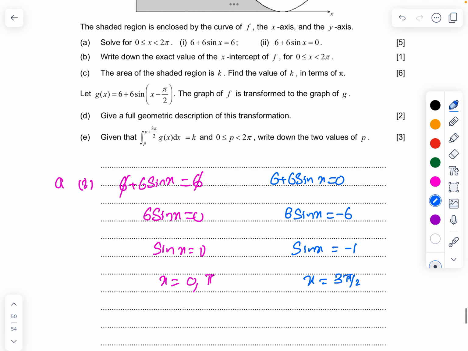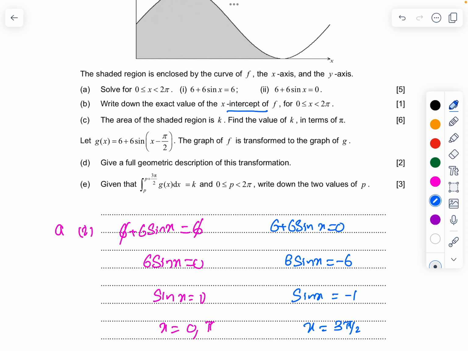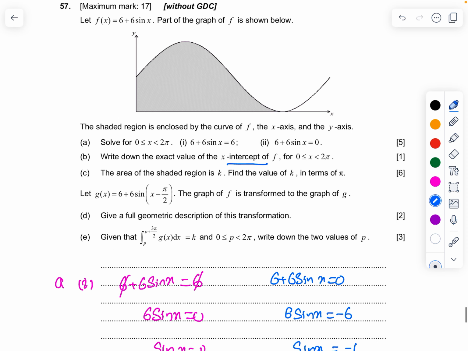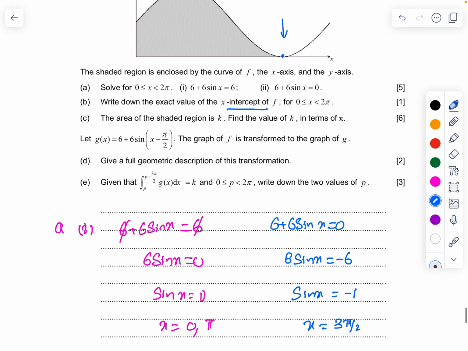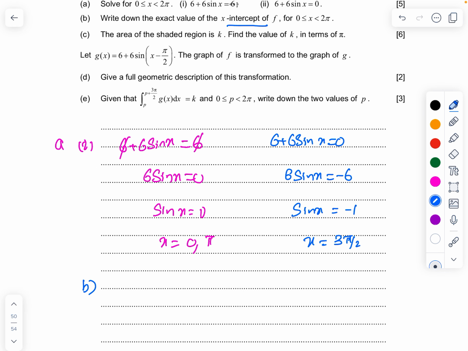Part B, write down the exact value of the x-intercept of f. X-intercept means where it intersects the x-axis. Just now we got it, it is 3 pi by 2. So for part B, it's going to be 3 pi by 2.